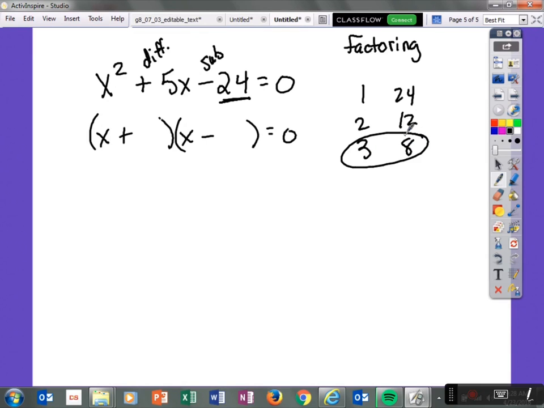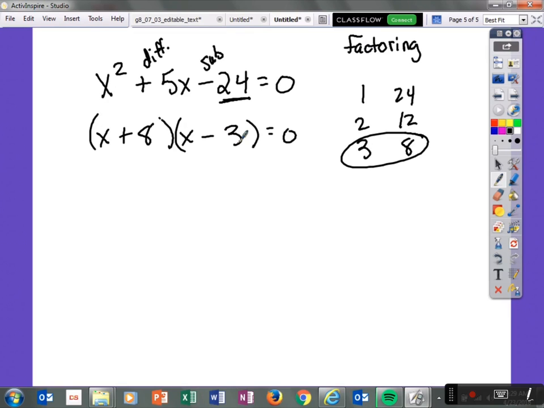Does it matter which one goes where? Yes. The bigger number, which is 8, takes the sign under the word different. What sign's under the word different? Plus. So the 8 gets the plus, and the 3 gets the minus. Does it matter if it's backwards, but it's still x? So you have x minus 3 and then x plus 8? Yeah, that's fine. Because you're still going to get negative 8 and positive 3 as your answer.